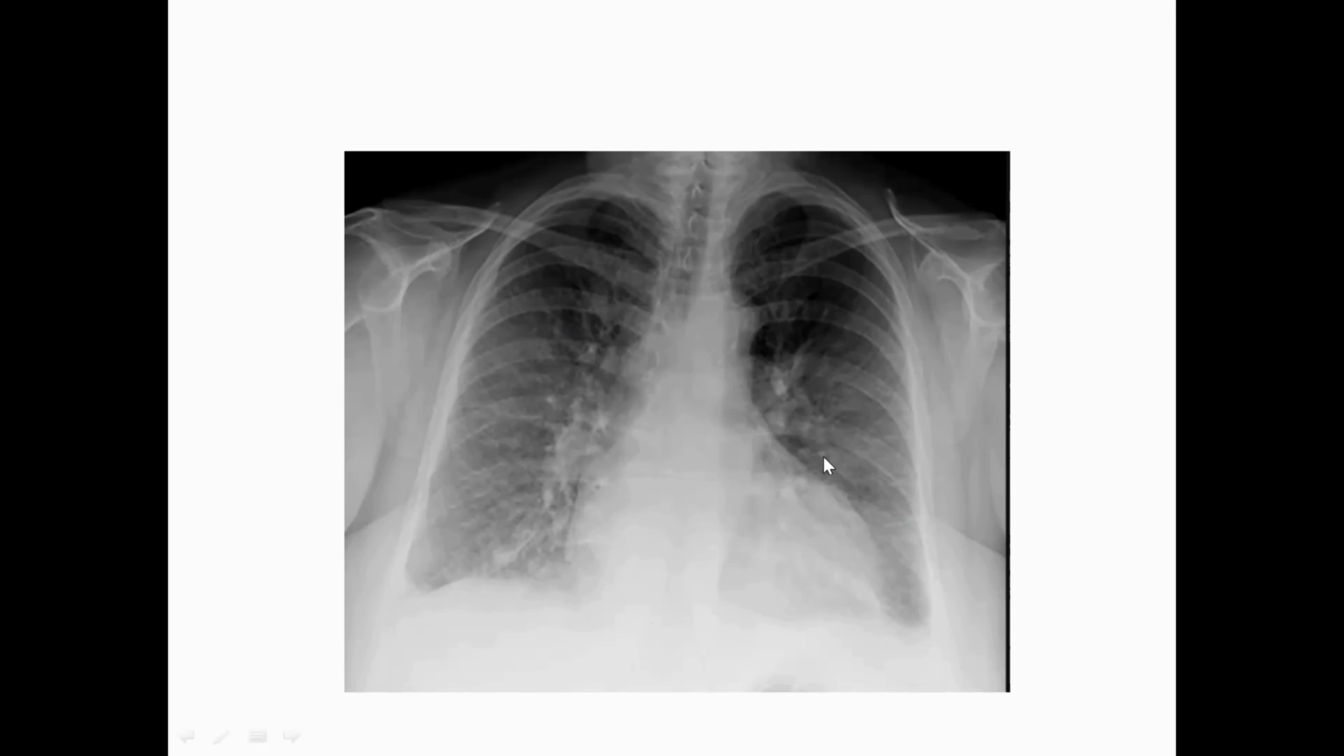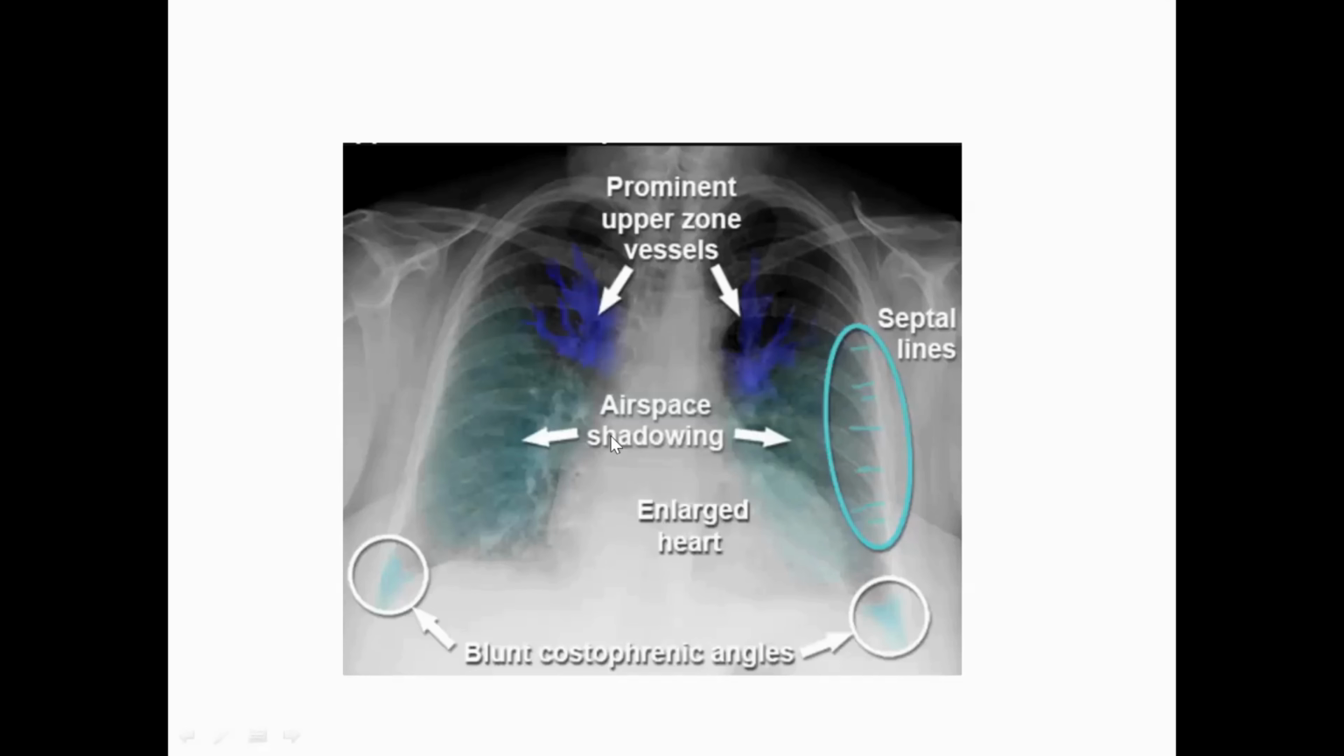When it is only interstitial edema, you can see the upper lobe vessels prominent and septal lines. And when it's alveolar edema, we can see the airspace shadowing. This airspace shadowing radiates from the hilar region toward the periphery, just like this. This is very clear. Look, this is the green color. It's called airspace shadowing.